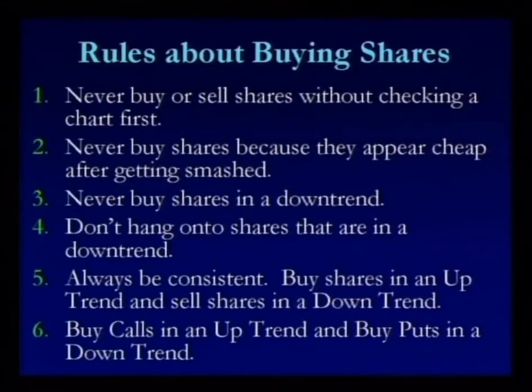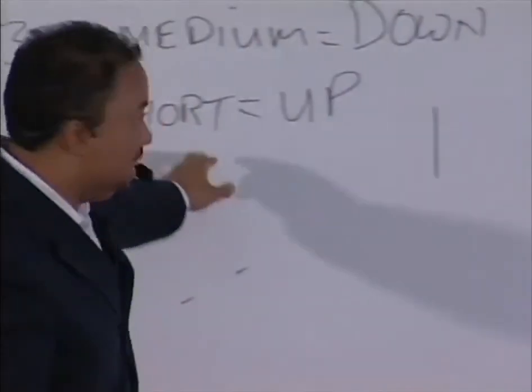Never buy shares in a downtrend. There we go. Don't hang on to shares that are in a downtrend. Always be consistent. Buy shares in an uptrend and sell shares when you know they're in a downtrend. Therefore, if you're going to do the Jones strategy, only ever consider buying call options that relate to shares that are in an uptrend. And you would only then purchase put options that relate to shares that are in a downtrend using this method.